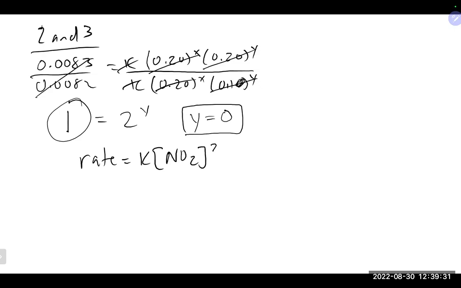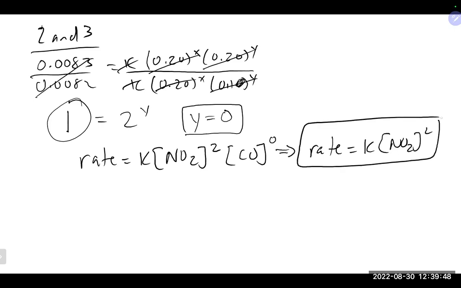And that was to the second order, I believe. And CO to the 0 order, which in most cases means you don't necessarily need to even put it into the rate law. You could reduce it down to just the rate is equal to k times NO2 squared.